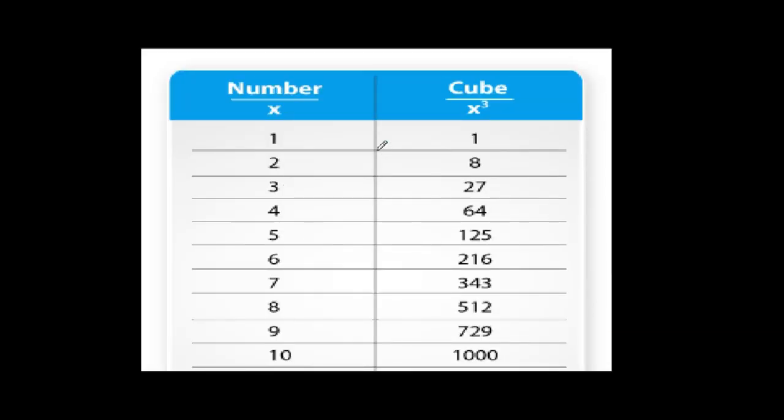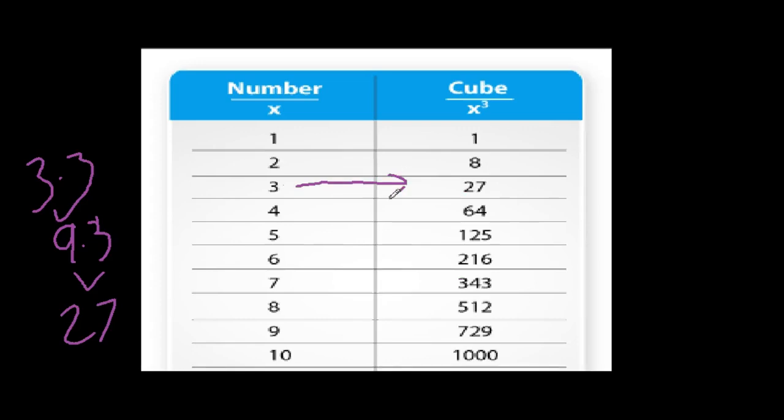Let's look at cubing numbers. So if we take 1 times 1 times 1, we get 1. 2 times 2 times 2 is 8. Then 3 times 3, that gives us 9. Times 3 again, that gives us 27. That's how you go from left to right. You multiply that number by itself and by itself again, you'll get the number on the right.